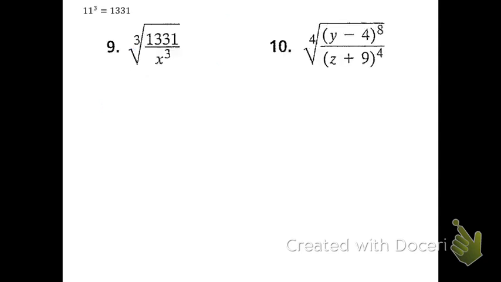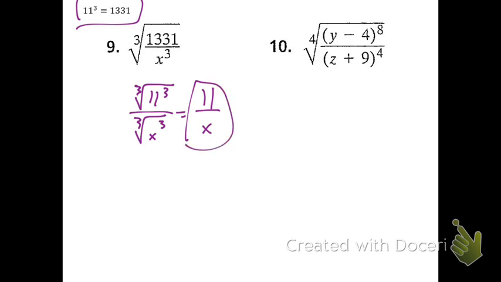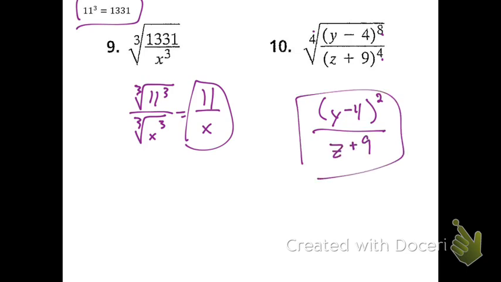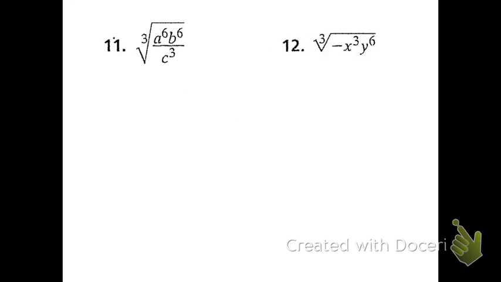Now, another note here, a little highlight there. The third root of, this is the same thing as saying the third root of 11 to the third over the third root of x to the third. So that's just going to end up being 11 over x when you simplify that. And here, up top, we have y minus 4. 8 divided by 4 is 2. And then 4 divided by 4 is 1. So I don't need parentheses. I just need to put z plus 9 down there. I'm golden. Awesome. We got 2 more problems, and they're not bad.